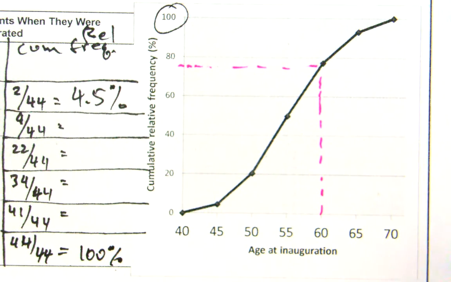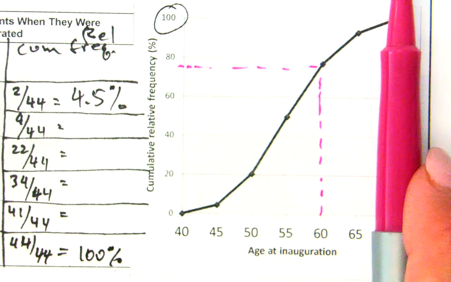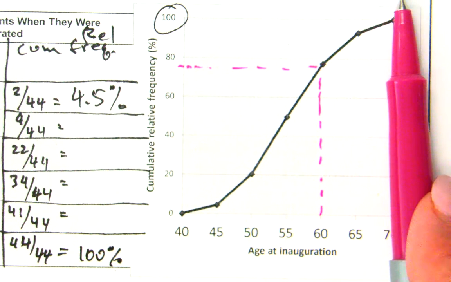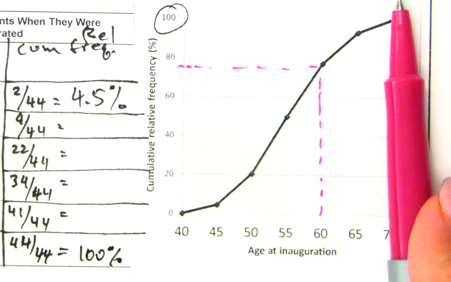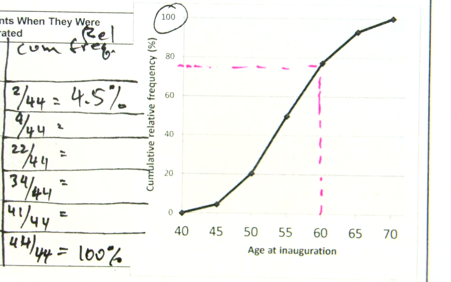Now, at 70 years old, if you were inaugurated at 70 years old, almost everybody was younger than you at that point. All right, so that's how you interpret the cumulative relative frequency. So I think there's an example here that we could do.